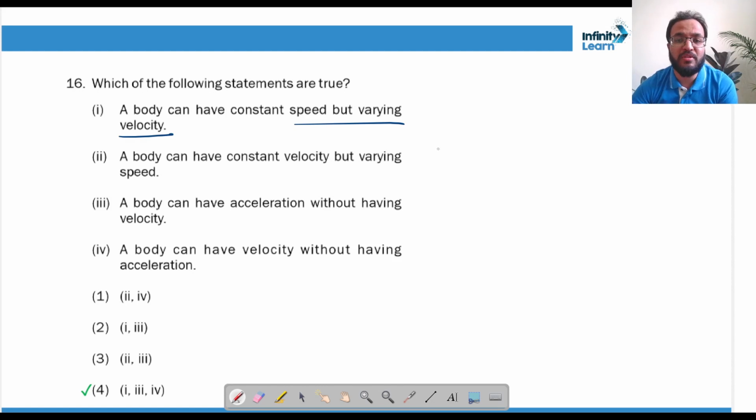Because if speed is constant, velocity can still vary. A constant speed but varying velocity. Yes, it is possible. Yes, it is true. In uniform circular motion, the same thing happens.